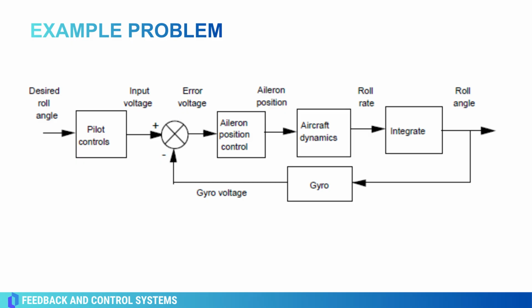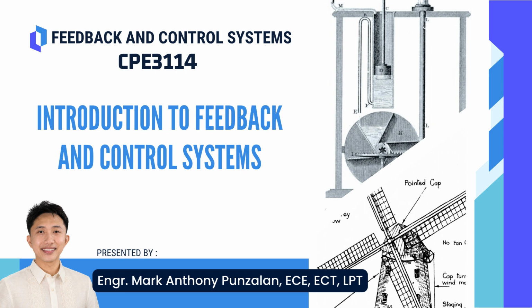That's all for this session. I hope that you have learned something about feedback and control systems. Always remember that it is important for us to be familiar with the basic terminologies of a control system. And you must understand the difference between an open loop system and a closed loop system, together with its parts. That would be all, and thank you.